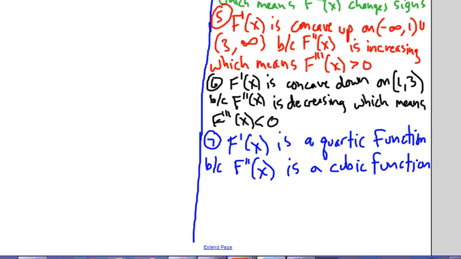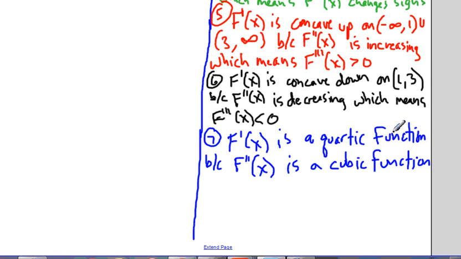Then the last one, the first derivative is going to be a quartic function because I know the second derivative is a cubic function. There are some calculator active questions that you're going to work on, and we will go over those together as a class. But other than that, that takes care of day 35 notes.